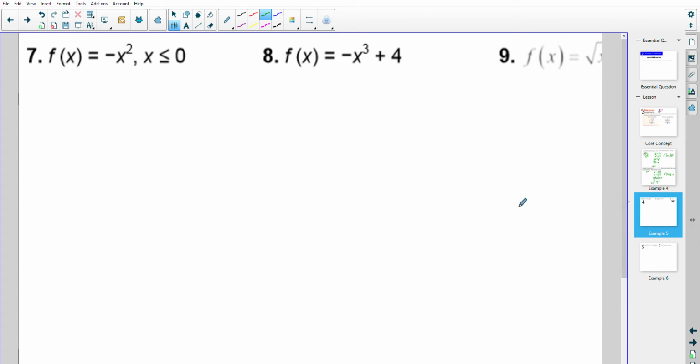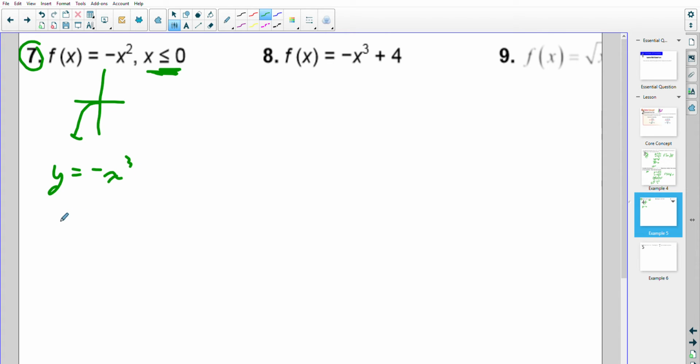Now, one more type of problem is this one. And again, they're limiting the domain here, which means if I graph this, it would look like this, but it only has x less than or equal to 0, which means it does pass the horizontal line test. So I have to keep this in mind when I go ahead and get its inverse.